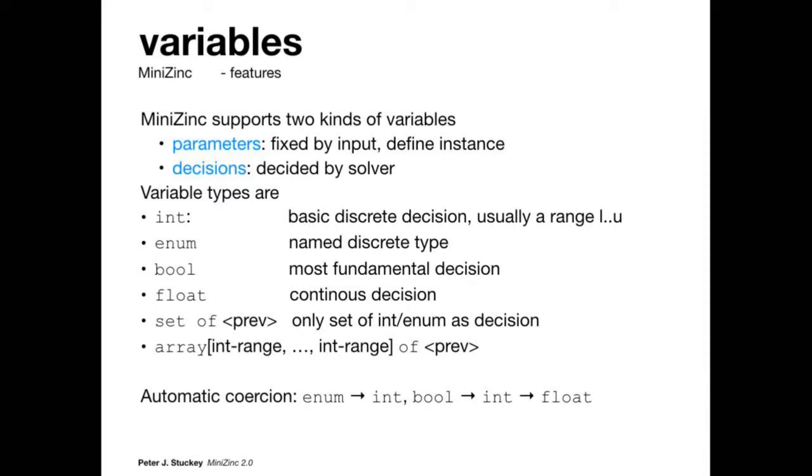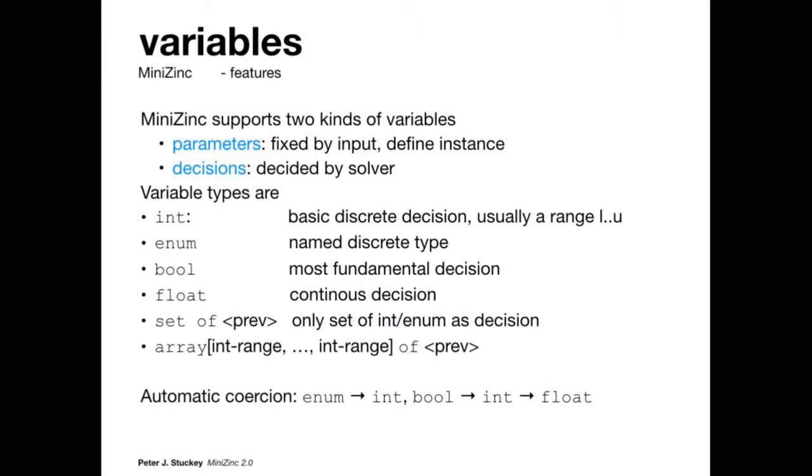And so we have integer decisions, of course. That's your basic discrete decision, and usually it's in a fixed range. In that example, all of our decisions were in a fixed range. We have enumerated types, which is basically like enums in C, a way of giving names to integers. No solver really understands enumerated types, but it gives you some type safety so that you don't use the wrong kind of object in the wrong place. We have Boolean variables, obviously, and that's the most fundamental decision. Is this true or false? And in fact, you can solve everything using Boolean variables only.